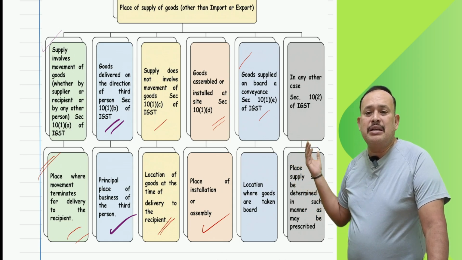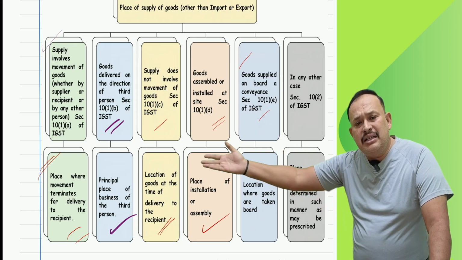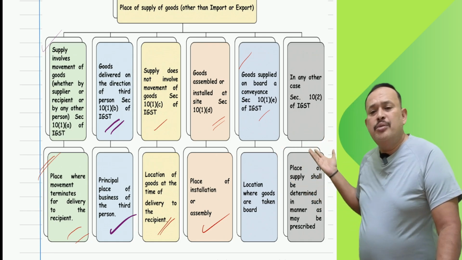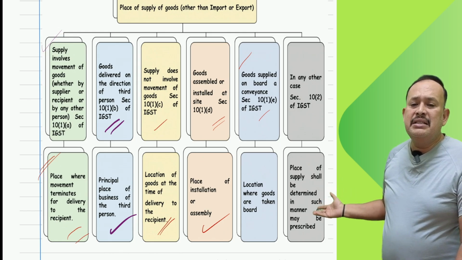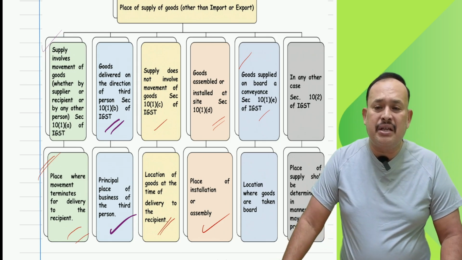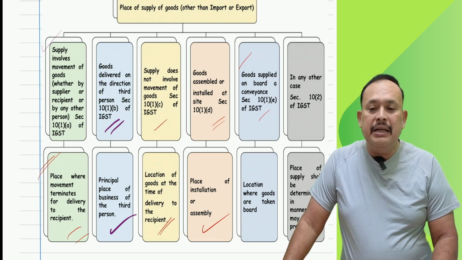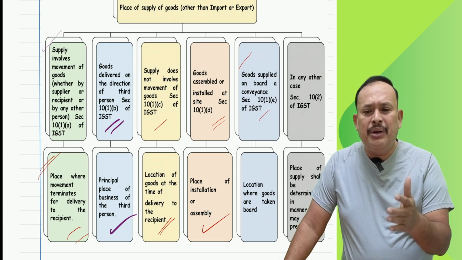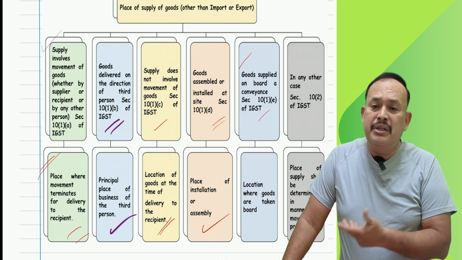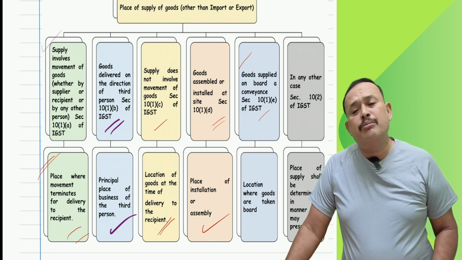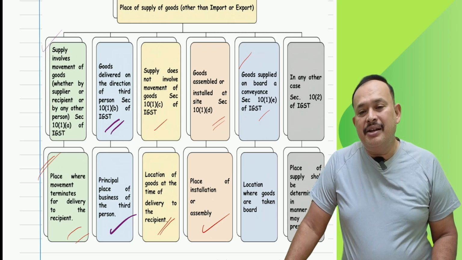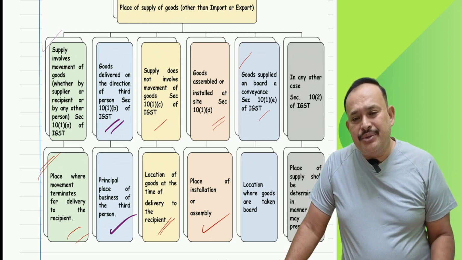Section 10(2) talks about any other case not covered in clauses A to E, where the place of supply shall be determined in such manner as may be prescribed. As may be prescribed means what? The government will decide the place of supply in a difficult situation not covered anywhere else. By default section 10(2) will cover it, and the department or government will notify the place of supply. Got the clarity, my dear friends? Any difficulty up to this?